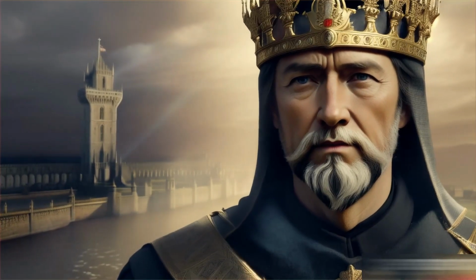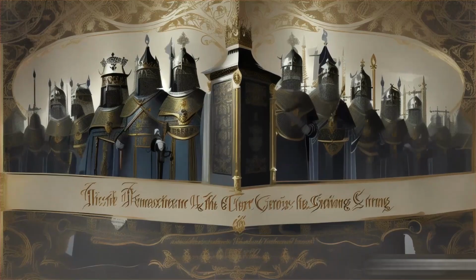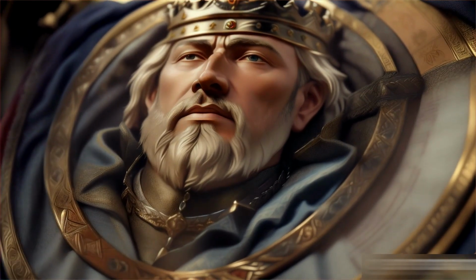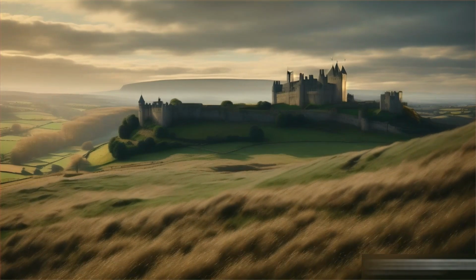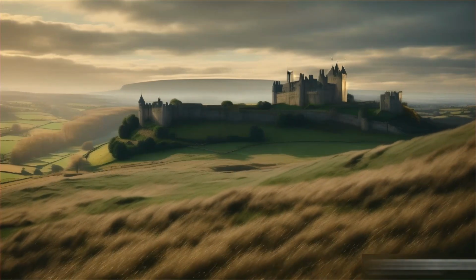Harold faced a significant challenge from another claimant, Harold Hardrada of Norway, who invaded northern England. Harold managed to defeat Hardrada at the Battle of Stamford Bridge, but his forces were exhausted. Meanwhile, William had crossed the Channel with his army and landed on the southern coast of England, near the town of Hastings. Harold quickly marched his tired troops south to meet the new threat.